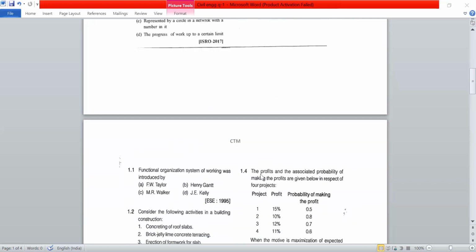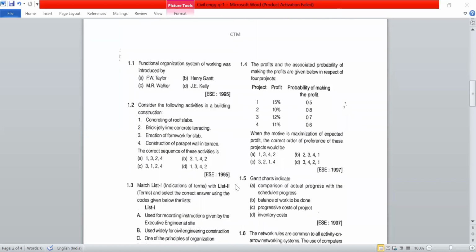Next, functional organization system of working was introduced by F.W. Taylor. Consider the following activities in a building construction. So these are the activities. The right answer is 3124. Erection of formwork for slab, concreting of roof slabs, brick jelly lime concreting terracing, construction of parapet wall and terrace.